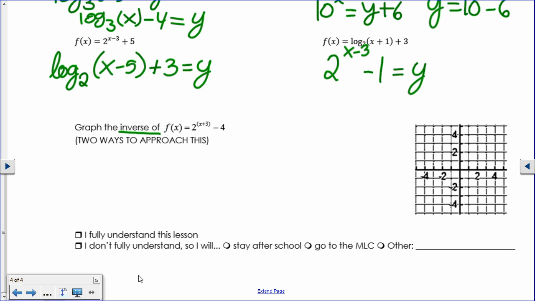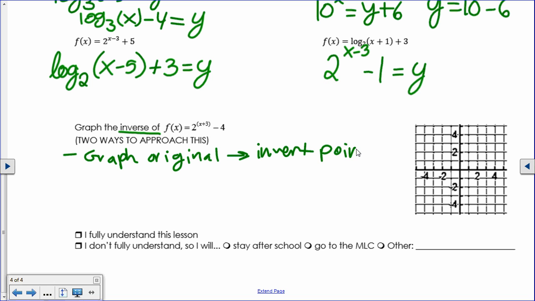There are two ways to do this. One way would be to graph this and then invert the points. Remember, if a point was (2, 1), what's the inverse point? (1, 2). So if this is easier for you to graph, you can graph that, and then whatever the points are, you can invert them, and that would be your final answer. So graph the original, and then invert points. You have to graph the original one really lightly, then erase it, and then regraph the inverted points. That's one way to do it.